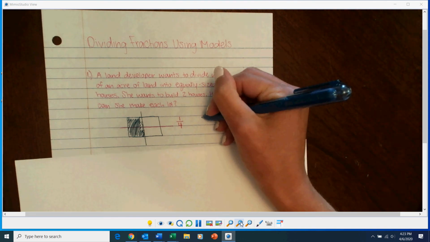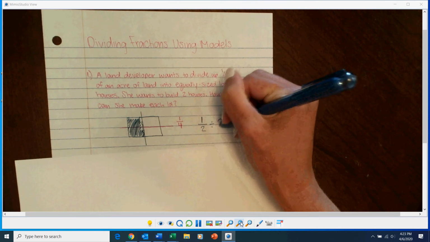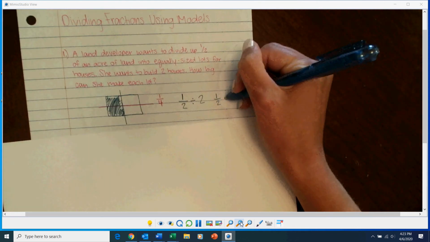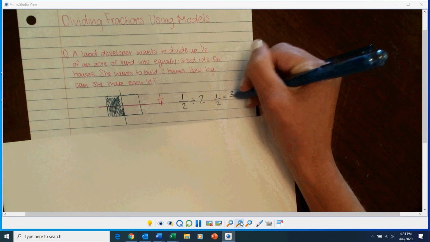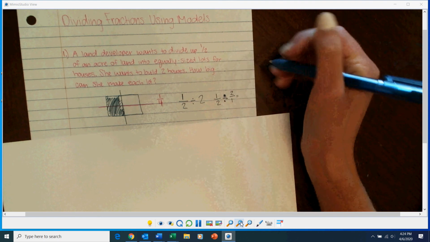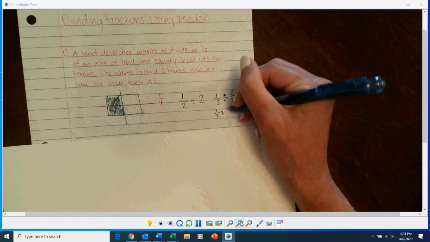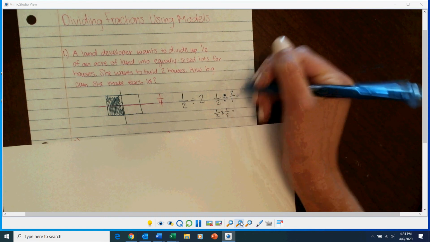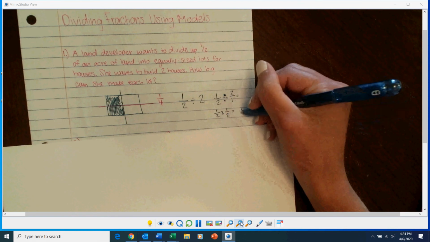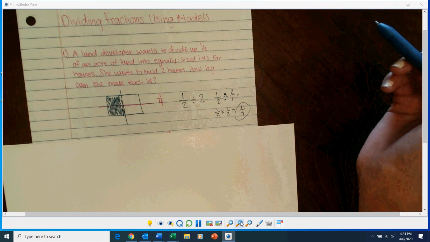If I wanted to prove this by using math, I would say I want to divide 1/2 divided by 2. Now remember, whenever I divide a whole number, I need to put 1 in the denominator and my whole number in the numerator. So I have 1/2 divided by 2/1. So I use keep, change, flip. So now I multiply straight across. 1 times 1 is 1, and 2 times 2 will be 4. So 1/4, and that's how I prove it using math.